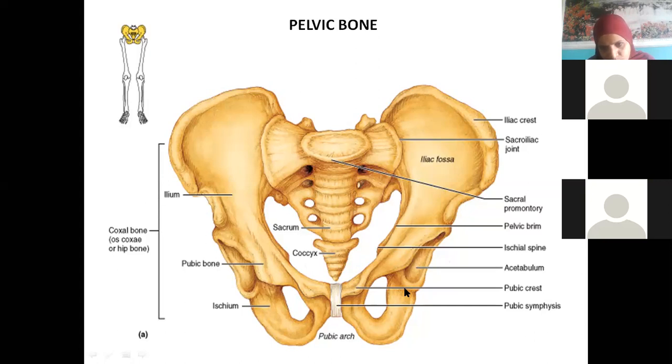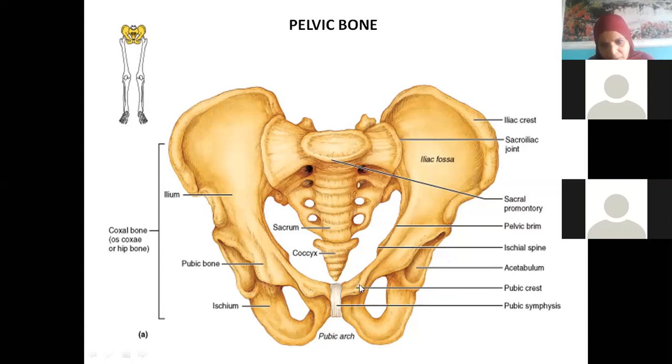This is the ramus of pubis. This is the ramus of ischium. This is the ischial tuberosity. This is the ischiopubic ramus. What is this hole? What is this big opening? What is this big foramen? Obturator foramen. Very good. Obturator foramen.